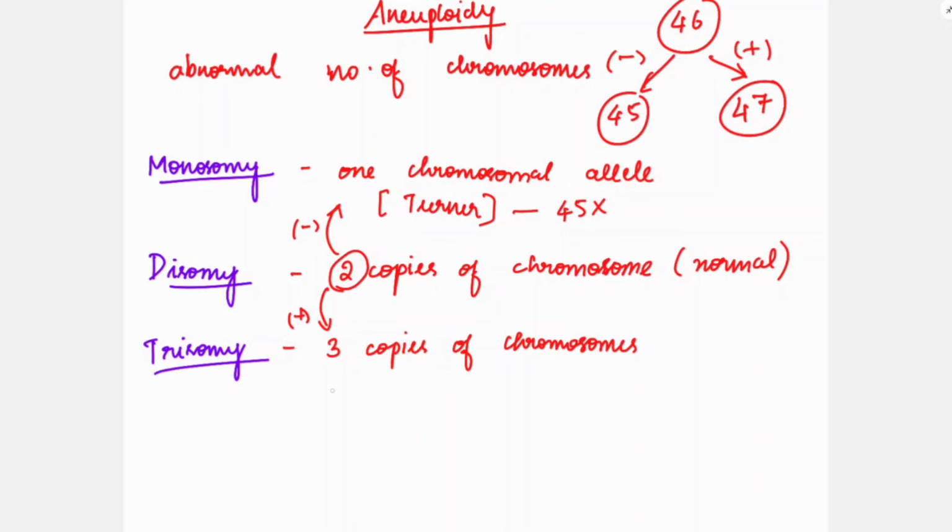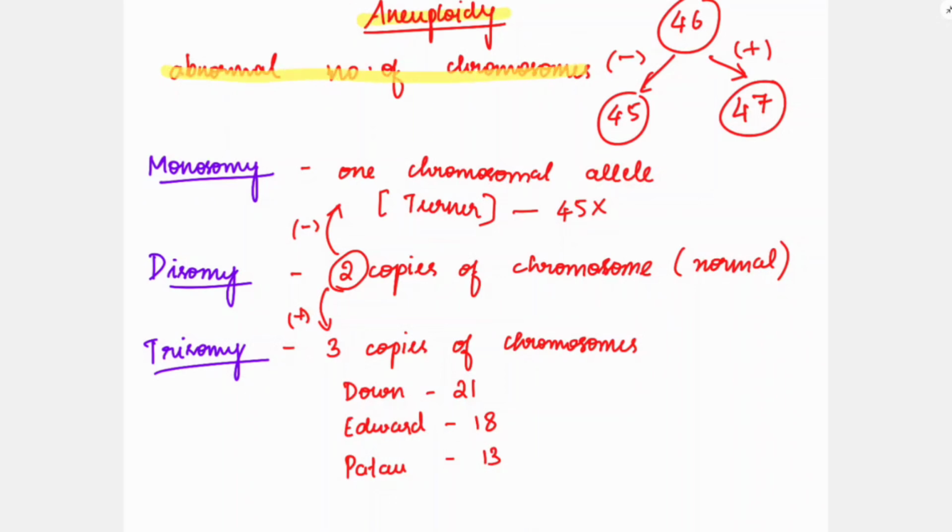Examples of trisomy are Down syndrome, which is trisomy 21. The next example is Edwards syndrome, which is trisomy 18. The next example is Patau syndrome, which is trisomy 13. So, what is aneuploidy?